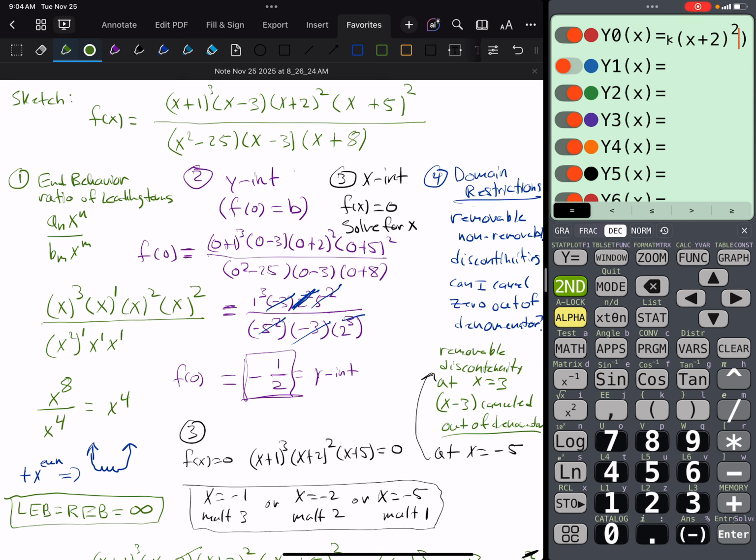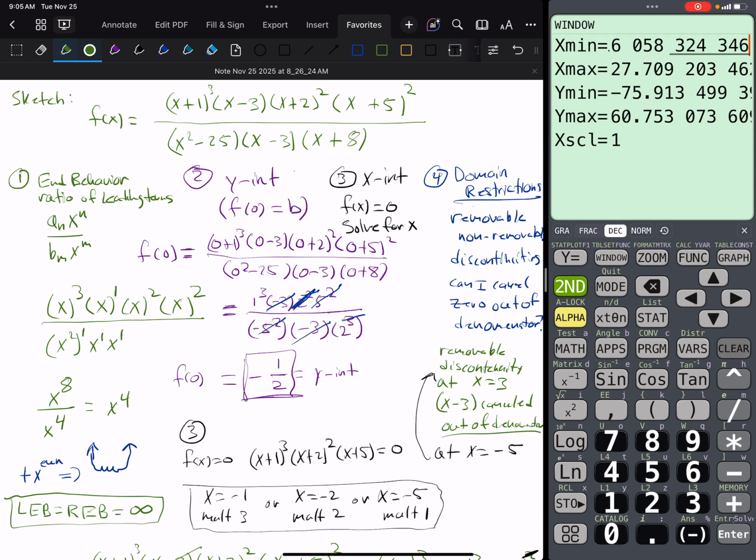Delete that. All right. So now I've got parentheses x plus 5, and then we'll square that. Then go outside of that set of parentheses, divide, start a set of parentheses for the denominator. For the first binomial in the denominator, I've got x squared minus 25. Then that'll be times an x minus 3, and that'll be times an x plus 8.